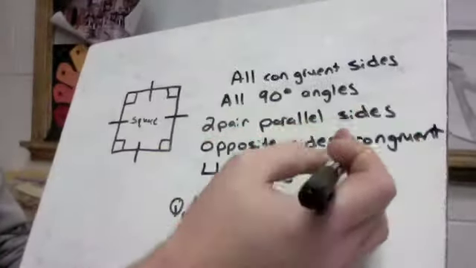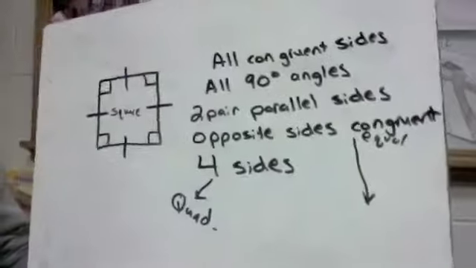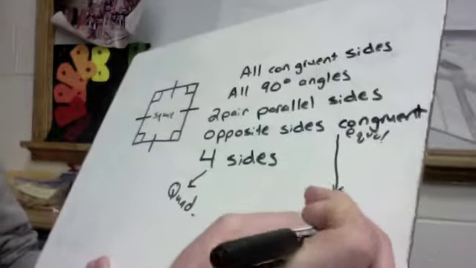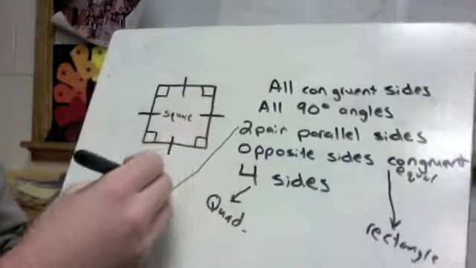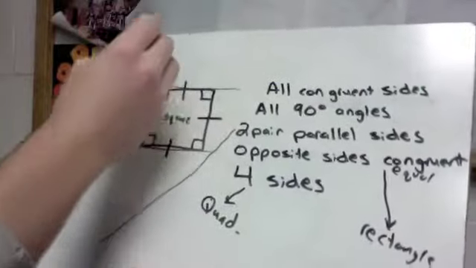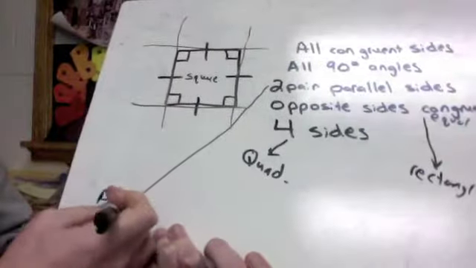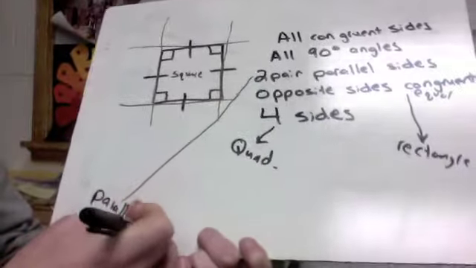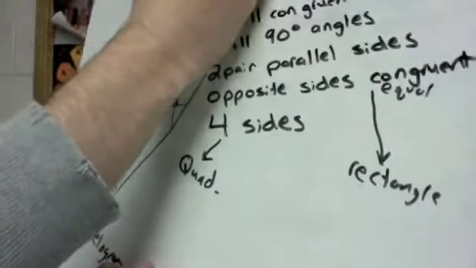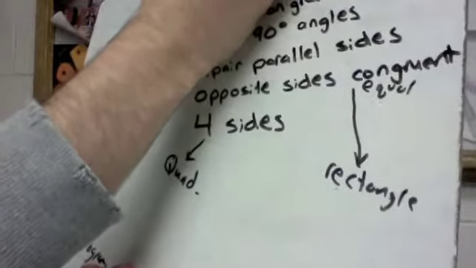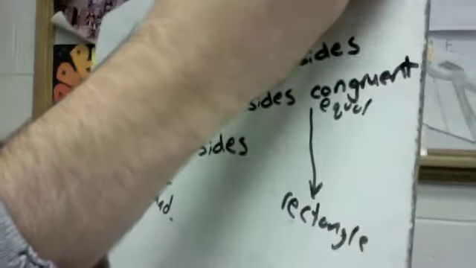The opposite sides are congruent, meaning the opposite sides are equal in length. If the opposite sides are equal in length, we can call it a rectangle. Okay? It's got 2 pairs of parallel sides. Parallel, parallel, and then parallel and parallel. Okay? That makes it a parallelogram. All 90-degree angles. Okay? This again will make it a rectangle slash square. And then all congruent sides, this can make it a rhombus.